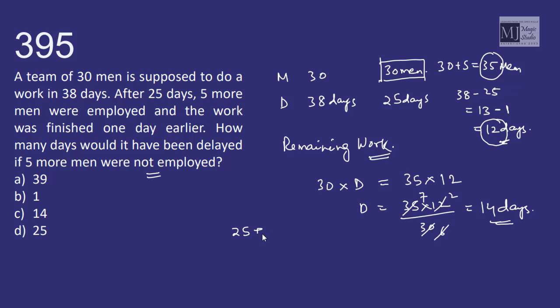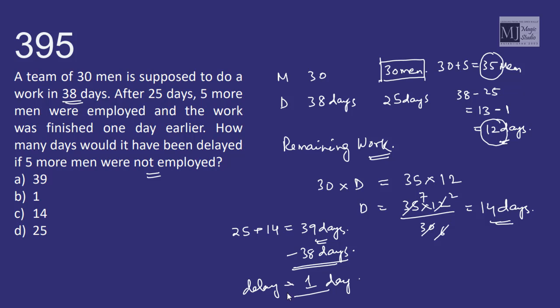So if there is no reinforcement of 5 new people, the remaining work would have been completed in 14 days. So total time taken would be 25 plus 14, that is 39 days. But they have got only 38 days. So, without reinforcement, work would have been delayed by 1 day. How many days would it have been delayed if 5 more men were not employed? Delay is of 1 day. Option B fits in.